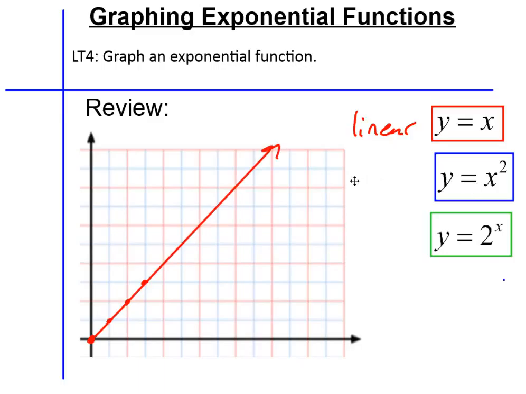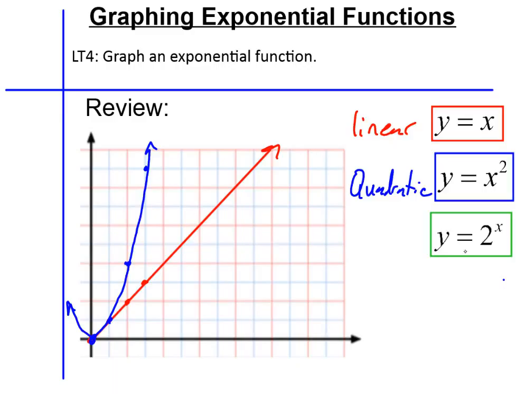Y equals x squared is a quadratic function, and when we plug those in, 0 squared is 0, 1 squared is 1, 2 squared is 4, 3 squared is 9, and that is how we end up with a parabola.